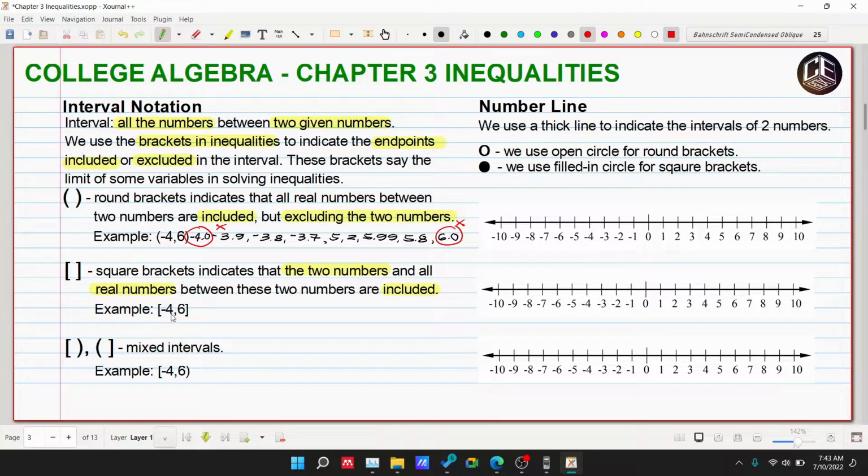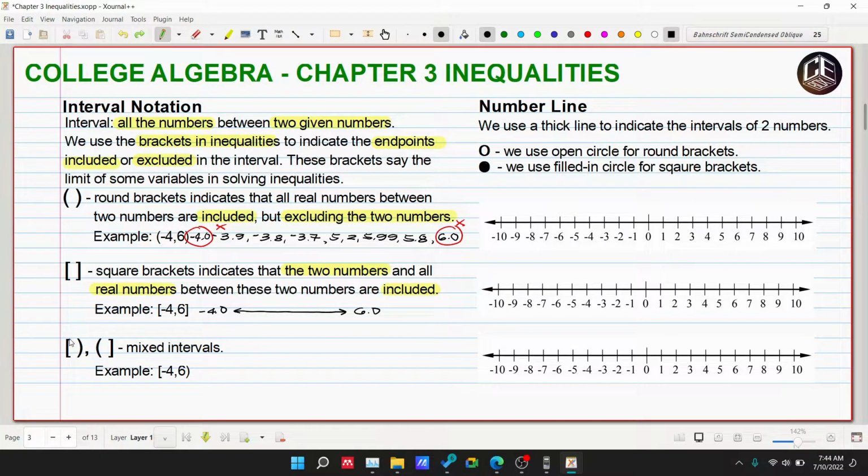So, for example, negative 4 and 6. So, pasok na dyan yung negative 4 natin, and pasok na yung ating positive 6. At lahat ng real numbers natin between these two numbers, pasok lahat. Yun ang paggamit ng square brackets. So, pwede natin magamit yung mixed intervals.